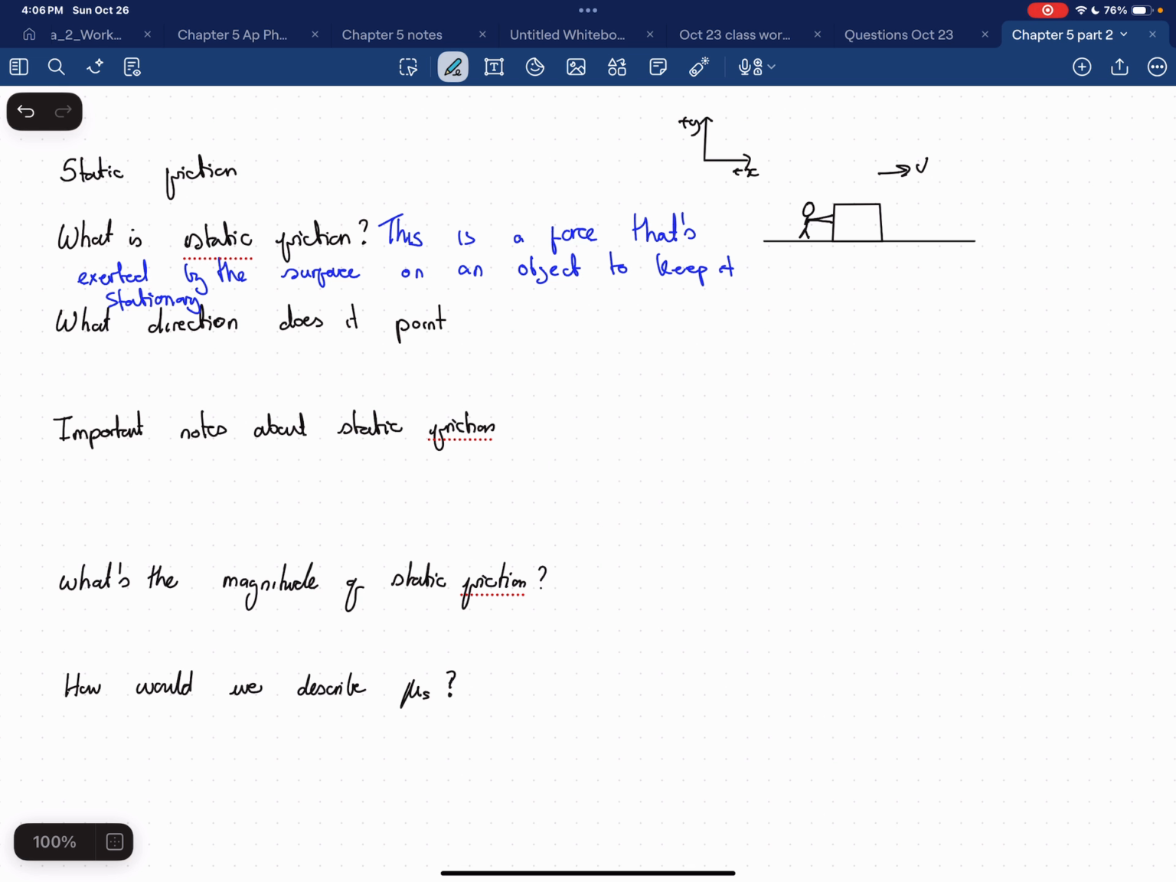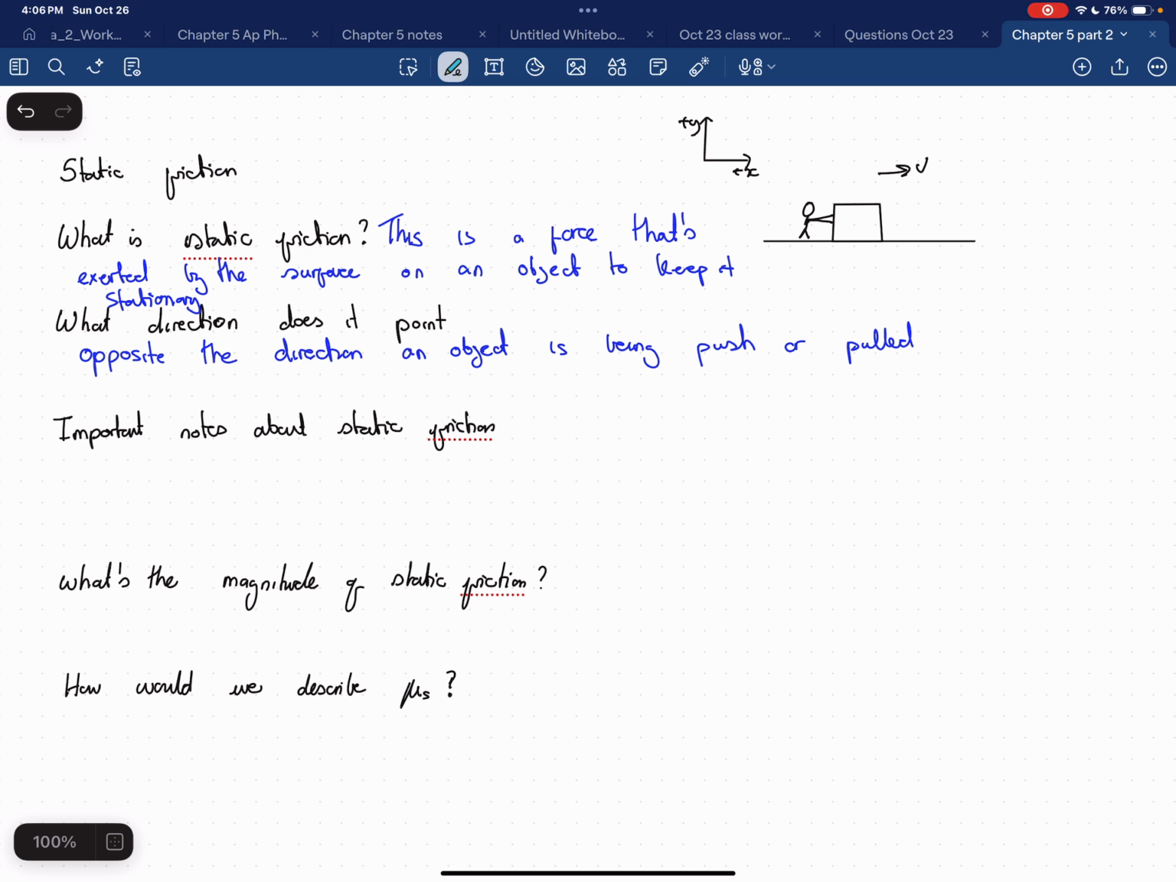So where does it point? Opposite the direction an object is being pushed or pulled. All right, so, yeah.